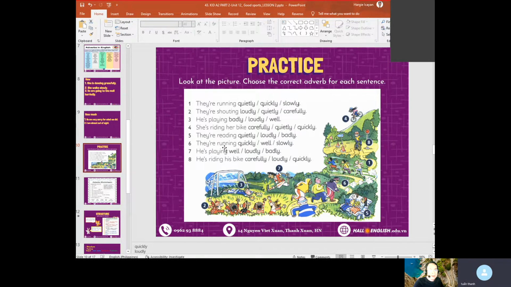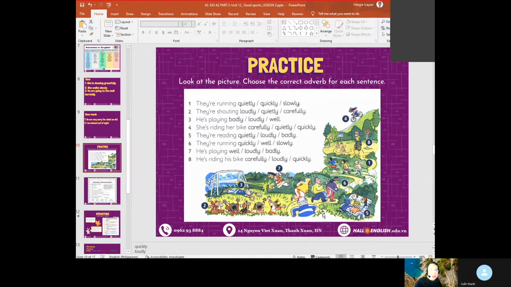Number six, B. They are running. Okay, number six. They're running quickly, well, or slowly. Look at picture number six. What are they doing? Running quickly, slowly, or well. Slowly. Very good. It's slowly.